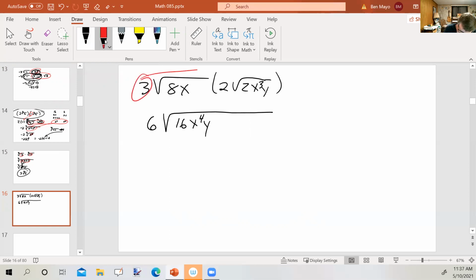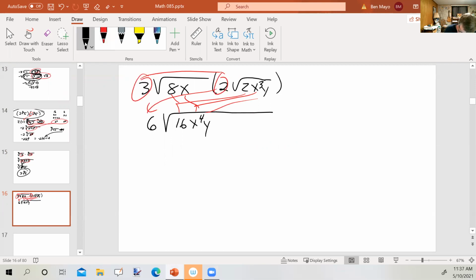Again, where did I get the 6 from? The 3 times 2. Where did I get the 16 from? The 8 times 2. Where did I get the x to the 4th from? The x and the x cubed, and then the y. Okay, so I'm just skipping all the intermediate steps there.